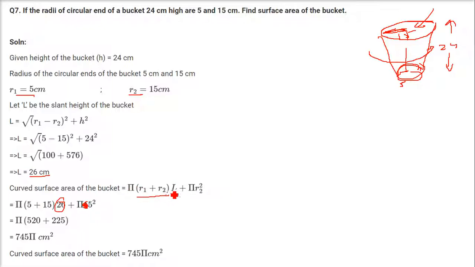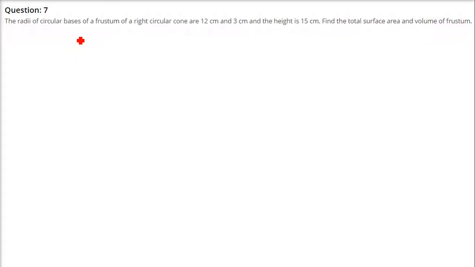So pi into (5 plus 15) into this L, which is 26 we found out, and pi R2 square. Now this R2 has to be 5, so 5 square should be there. So you just have to add 25. So 520 plus 25, it will be 545. 545 pi. This is the only difference.